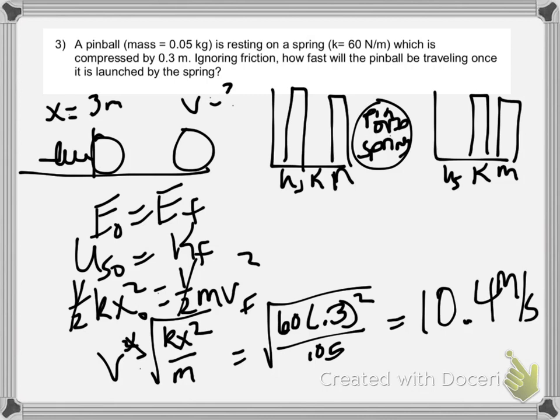So there's my work, it just popped up on the screen, so you can check yourself. Did you get 10.4 meters per second? If you need to, you can pause the video and see if you can make sense of my work. Potential energy spring that turns to kinetic energy final.